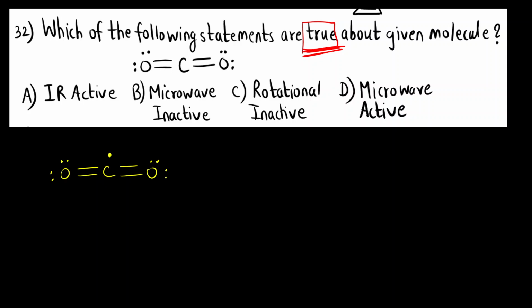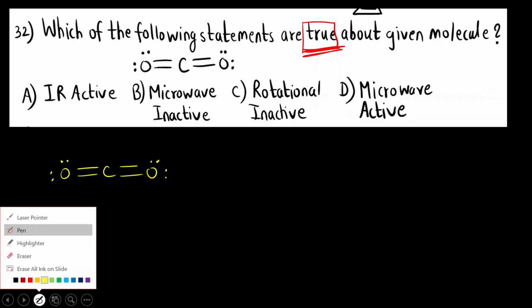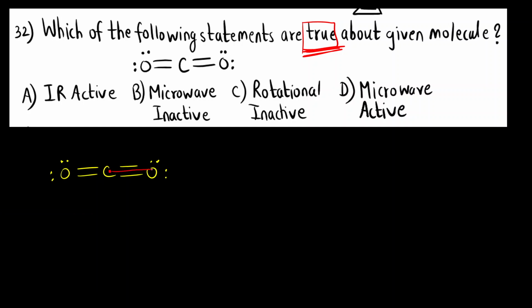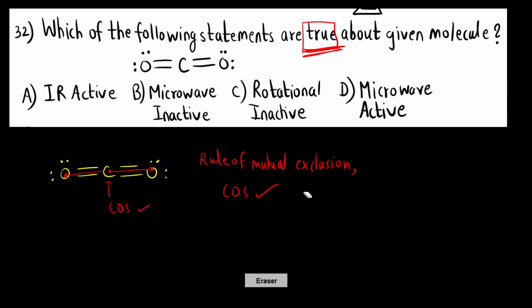Here, there is a center of symmetry at the carbon. If I go to the right hand side, there is oxygen. On the left hand side also there is oxygen. So the center of symmetry is present. According to the rule of mutual exclusion, what does it say? For a molecule where a center of symmetry is present, first let us see whether it is IR active or not. For IR, what are the conditions? Only homodiatomic molecules.